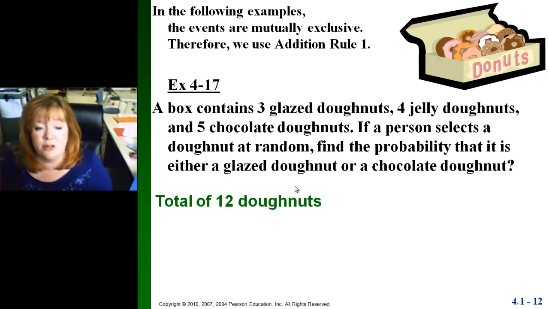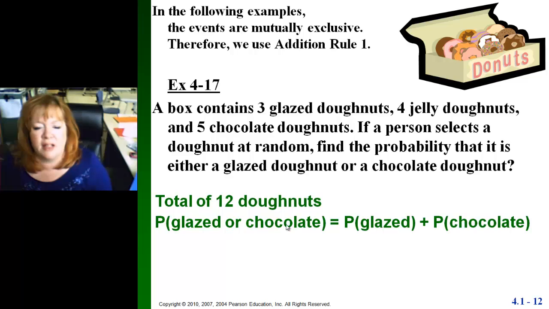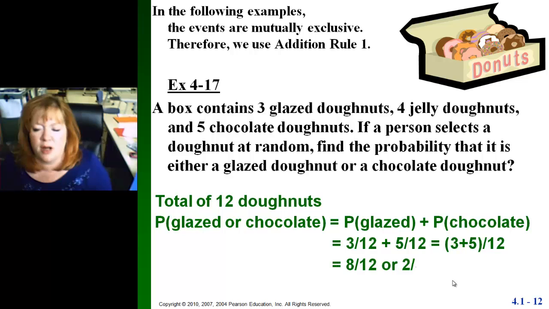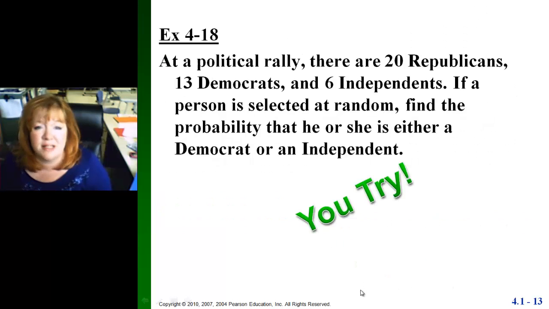So what we're going to do, total donuts, it's a dozen. If you add them up, 3 plus 4 plus 5, it's going to be a total of 12. And the probability of a glazed or chocolate, we'd say the probability of the glazed plus the probability of the chocolate. Glazed, you have 3 out of 12. Chocolate, you have 5 out of 12. So you'd have 3 over 12 plus 5 over 12. That's 3 plus 5 divided by 12, or 8/12, or 2/3. Divide the top and bottom by 4. Bada boom, bada bing. It's as easy as that, folks.